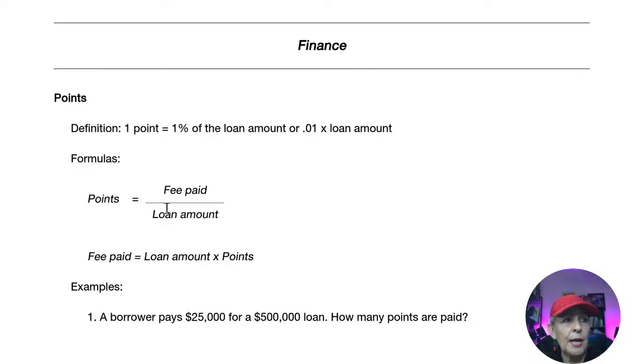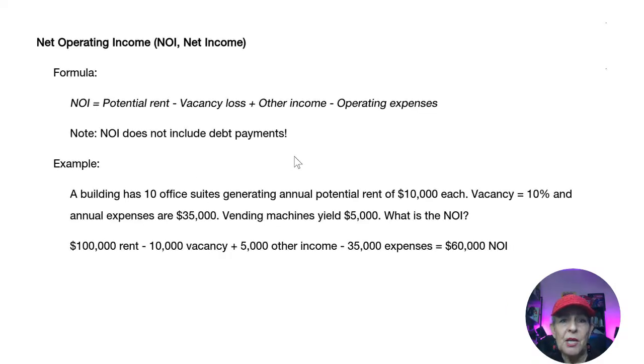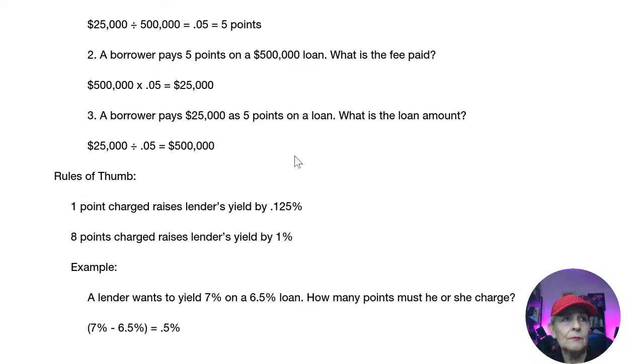So now we have the points and we have the loan amount. What is the fee paid? So 500,000 times 0.05, remember to convert 5% to a decimal, equals 25,000.